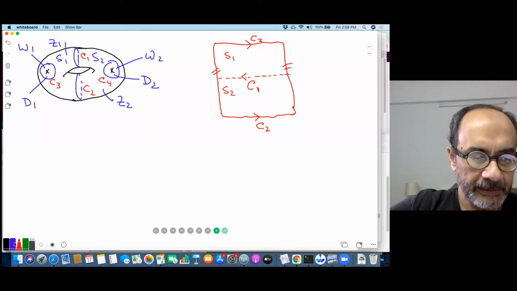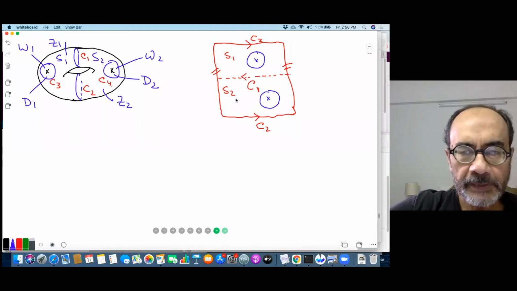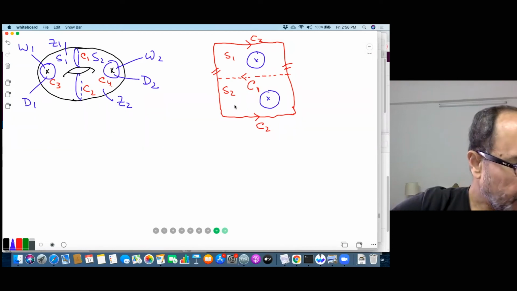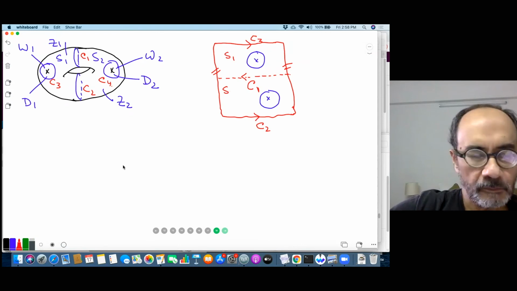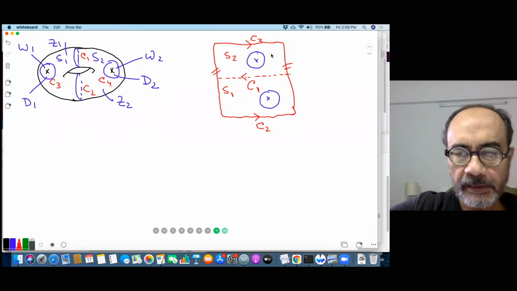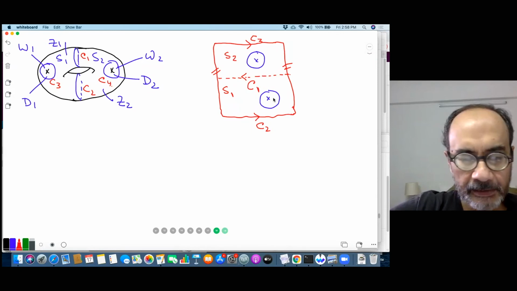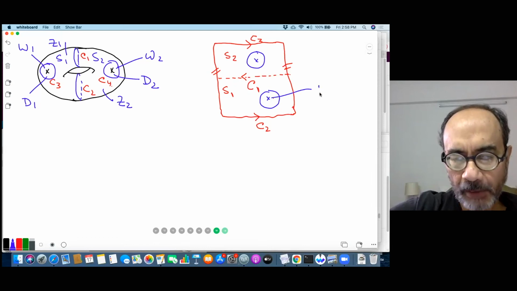Then you have the discs. Let me do the labeling slightly differently. I'll call this S1 and that S2. This will be my puncture number. This will be puncture number 1. This will be puncture number 2.